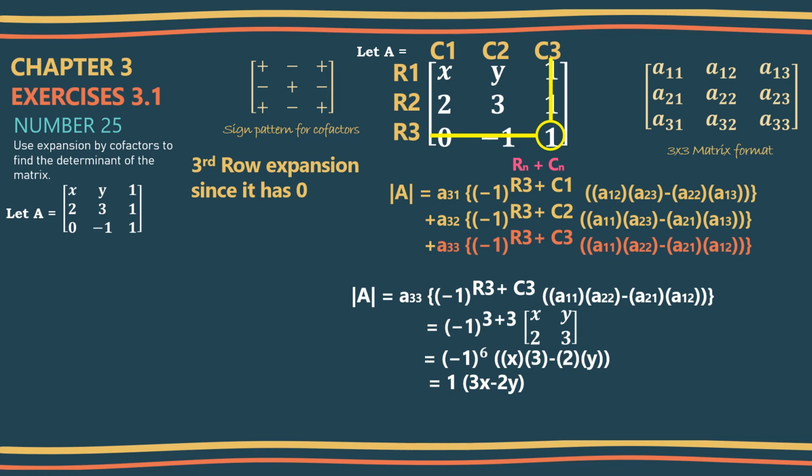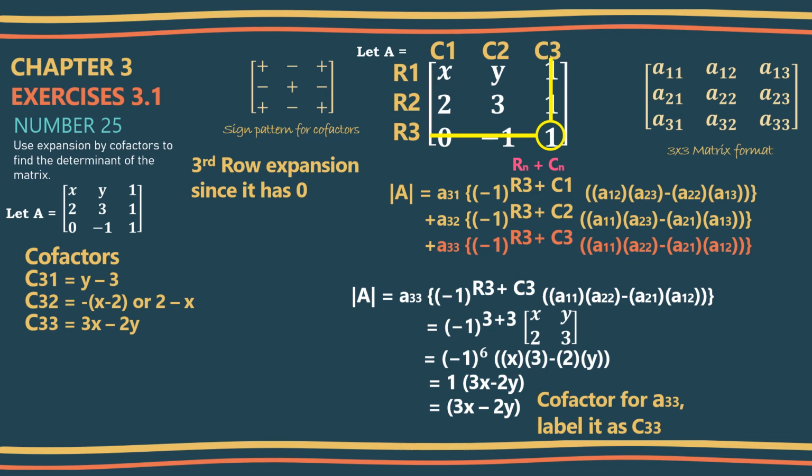Negative 1 raised to 6 is 1. And now we have 1 times 3x minus 2y equals 3x minus 2y. This is the cofactor for A sub 3, 3. We label it as C sub 3, 3. This is the last cofactor for the row 3. We have C sub 3, 3 equals 3x minus 2y. We completed the cofactors for the row 3.